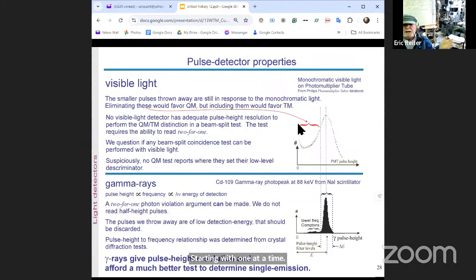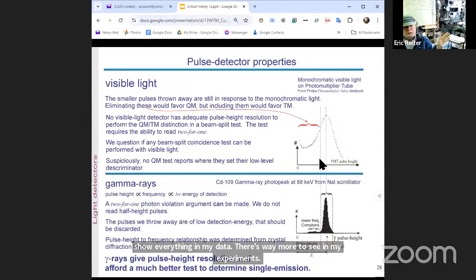I say no. They all have pulse height filters, and they don't say where they set them. Nobody says where it is that they throw out these smaller pulses, all this noise. It's very suspicious that they don't talk about where they set the discriminator level. I show everything in my data. There's way more to see in my experiments than you'll see from anyone else's experiment.